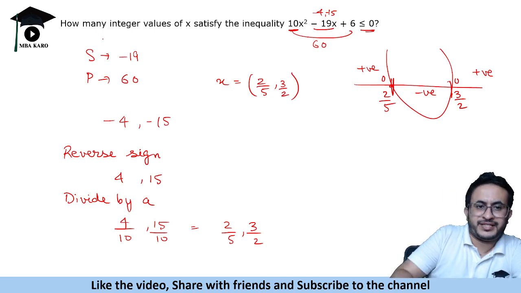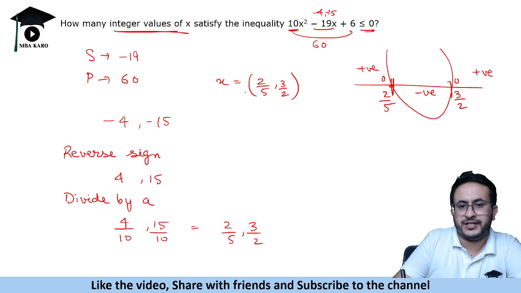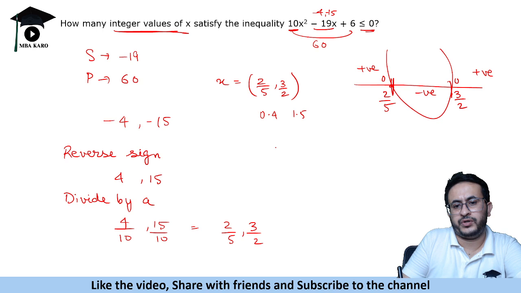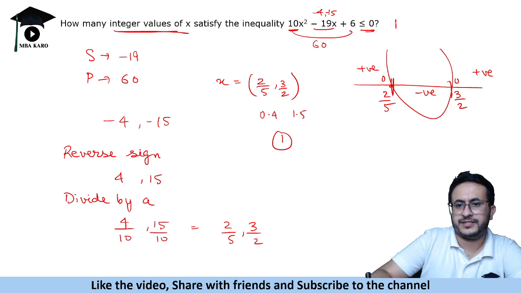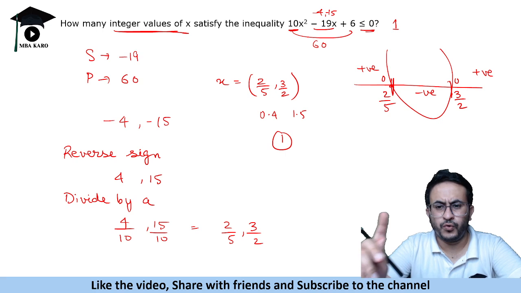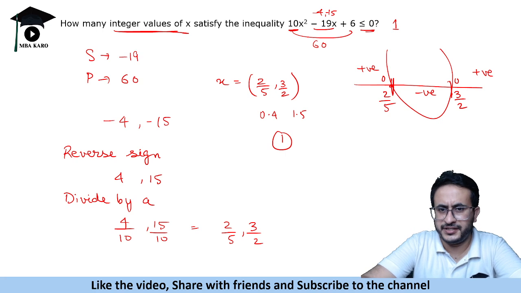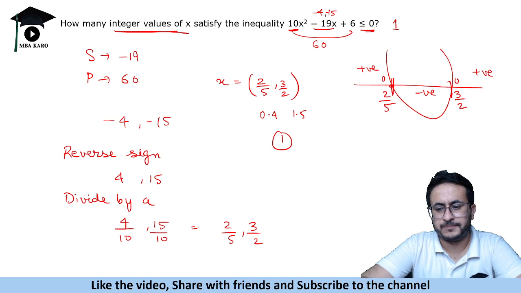Okay, so it says how many integer values of x. Now between these, this is 0.4 and this is 1.5. There is only one integer that will fall in between, which is 1. So the answer is 1. Only one will satisfy. No other integers will satisfy this inequality.